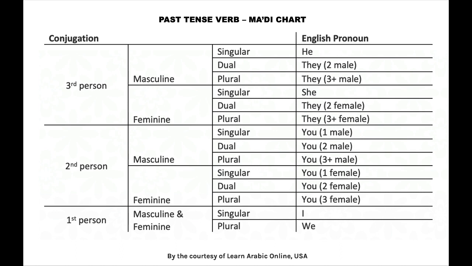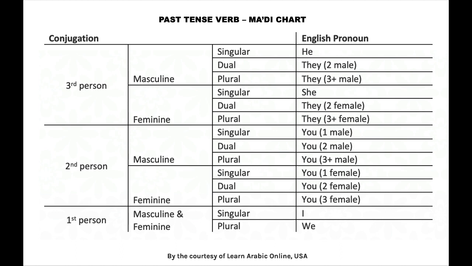Same, next 3. You. 1, 2, 3. Singular, dual, plural. And next 3, 1, 2, 3. 1 female, 2 female, 3 female. The last 2 is singular and plural. Batch of 3. 1, 2, 3. Singular, dual, plural. You will learn the Arabic verb in the same order.